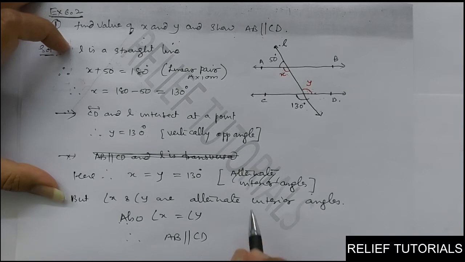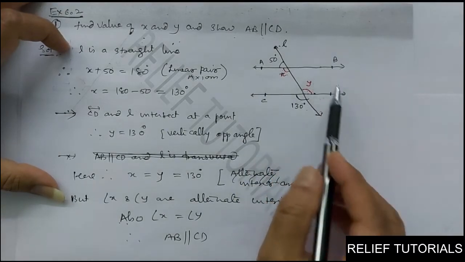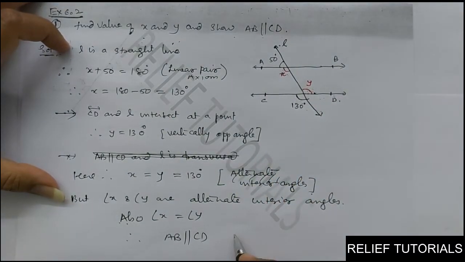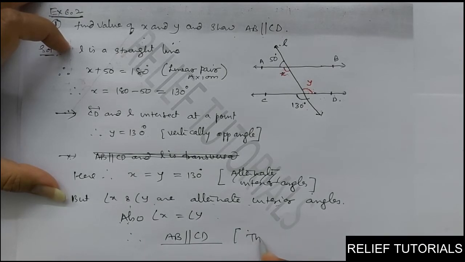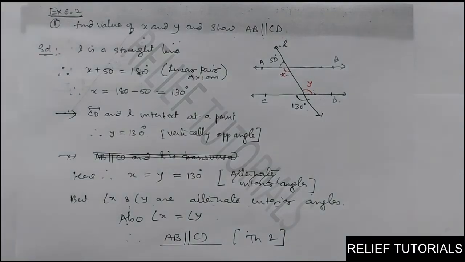You know the theorem we have seen: if alternate angles are equal, lines are parallel. Reason: here we have written X and Y are alternate interior angles and they are equal, so lines are parallel. This is theorem 2. Clear? If you want to write, you can write theorem 2.